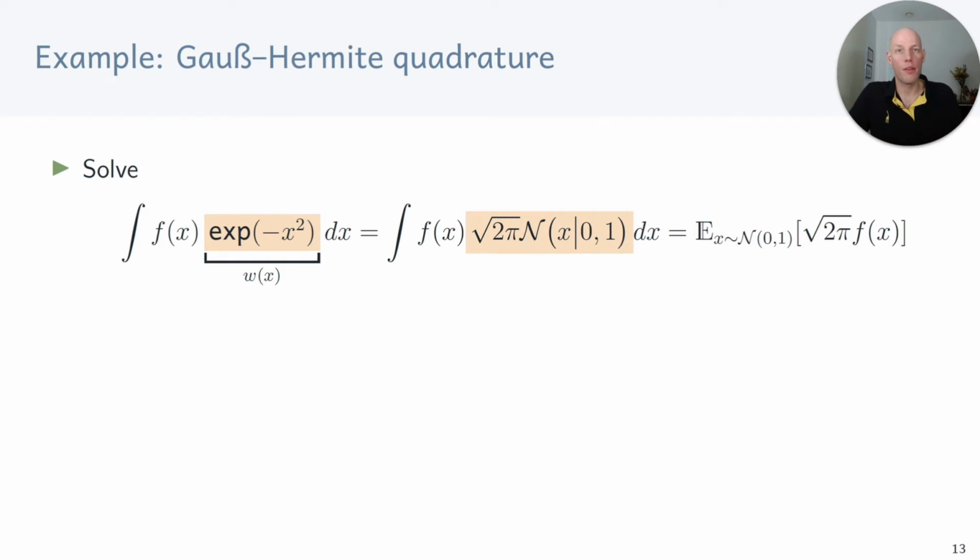An example of a Gaussian quadrature rule is Gauss-Hermite quadrature. Here we want to integrate a function f times e to the power of minus x squared. Here e to the power minus x squared is the non-negative weight function w, and we can rewrite this integral a bit and interpret that integral as an expected value of square root of 2 pi times f with respect to a standard normal distribution.